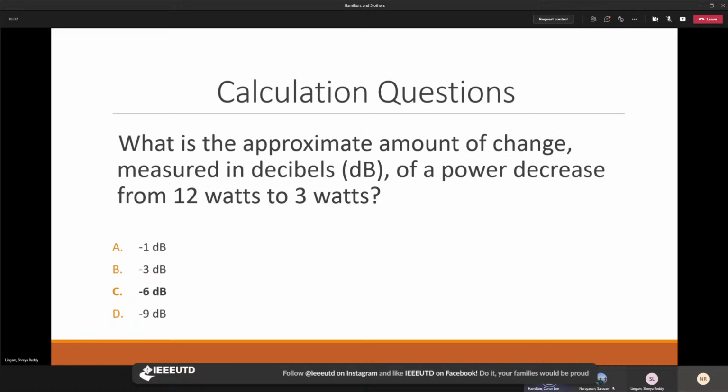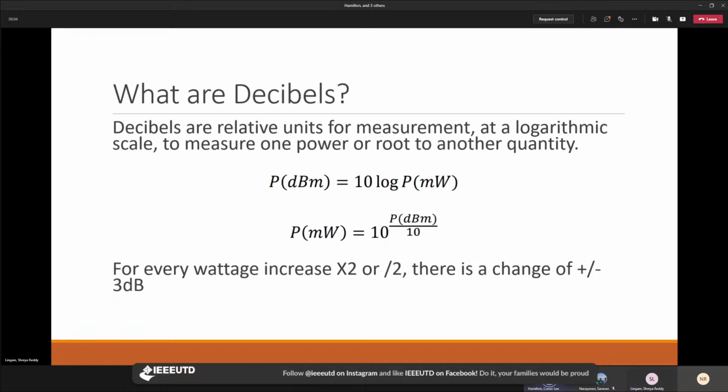So I hope that was a good introduction into decibels and how they work, what they are, and relieved a little bit of the mystery behind what decibels are, especially if you're earlier on in your studies. So I'll pass it back to Shreya to keep us going on the calculation questions.